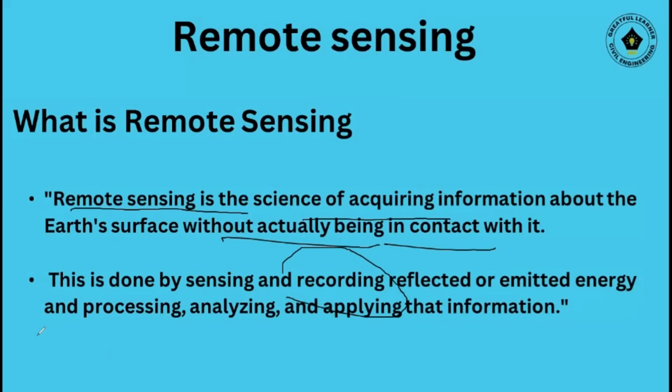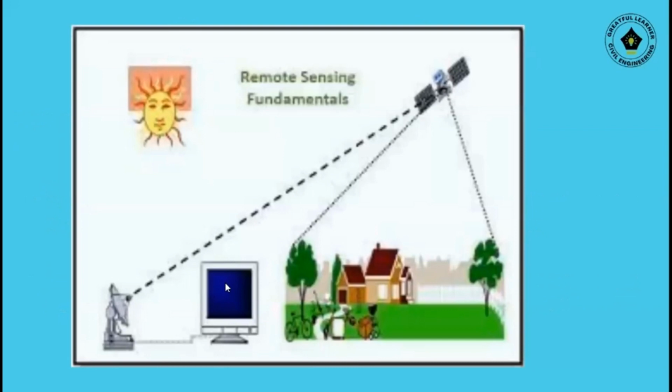Okay, now the next one is the process of remote sensing, the fundamental. We can see here this is solar, this is the observation, and this is the sensor, and the process will be done. This is the sun, and the process will be done, as we have seen here in this presentation video.